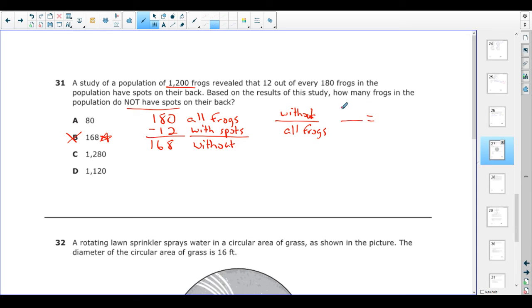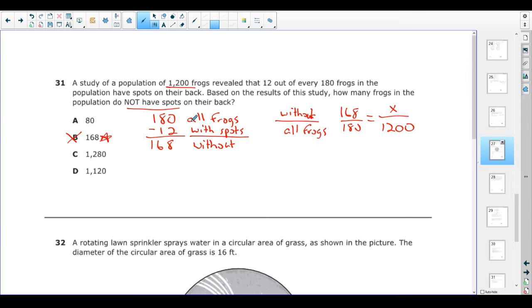And we said our original ratio is 168 out of 180. And then we want to expand that to what if there were 1,200? And x over something. And I'm not actually going to work this out, because these numbers don't look so fun. What I'm going to do is look at my remaining answer choices. I'm going to use good old common sense.